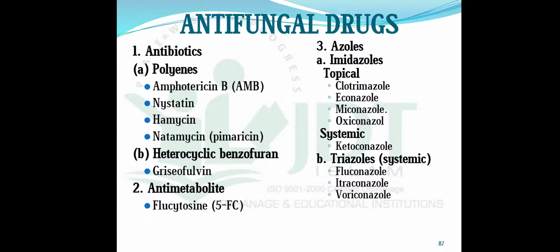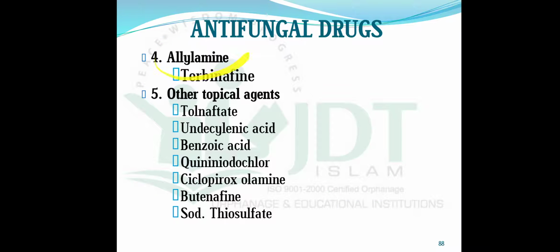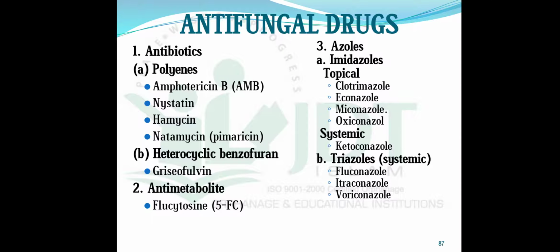It is mainly classified into five: antibiotics, antimetabolites, azoles, allylamines, and other topical agents. Now coming to the antibiotics, they are again classified into polyenes and heterocyclic benzofurans. Amphotericin, nystatin, hamycin, natamycin are examples for polyenes, and griseofulvin is an example for heterocyclic benzofuran. Now antimetabolites, an example is flucytosine.